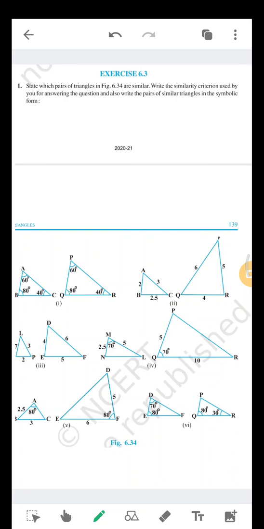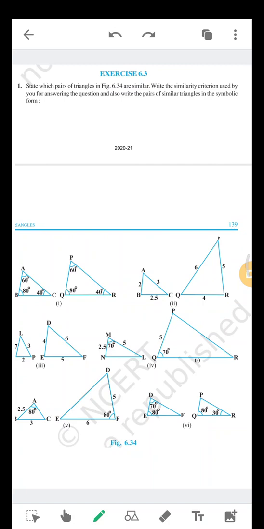Now let's check an exercise question. In exercise 6.3, the first question is based on the similarity rules, and even the whole exercise is on similarity rules only. In this first question, he is asking, check which pairs of triangles are similar. Write the similarity criterion used by you for answering the question. So we'll go for the SSS similarity because we have seen it. So let's go for the second bit first.